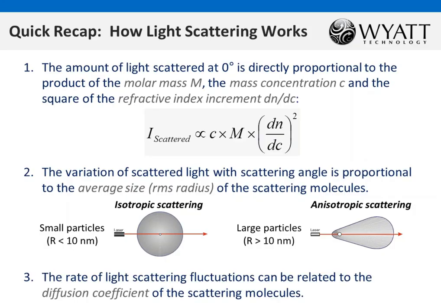The third concept describes the fundamentals of dynamic light scattering. Rapid light scattering fluctuations due to Brownian motion can be related to the diffusion coefficient and subsequently to the hydrodynamic size of the scattering molecules.